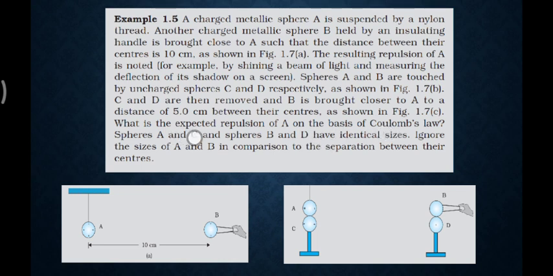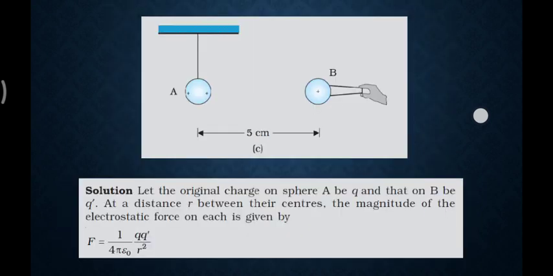What happens when they are removed? We are capturing it at 5 centimeters. I will show that diagram also. This is all about what is given. Spheres A and C, and spheres B and D, are identical in size, so ignore the size of A and B in comparison, and find the forces between them in the respective cases: first when separated by 10 centimeters, and then when separated by 5 centimeters.